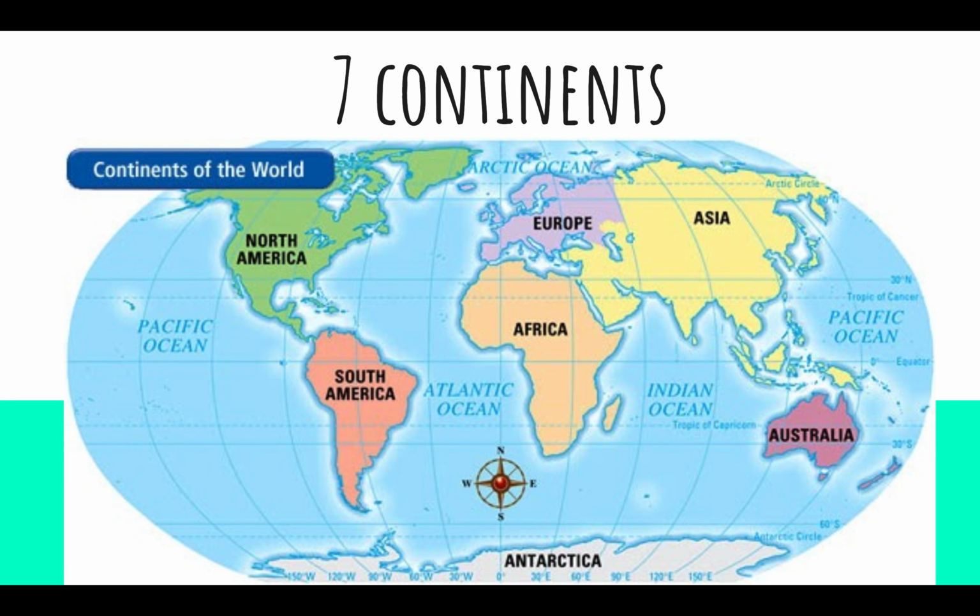We've got North America, South America, Europe, Asia, Africa, Australia, and of course Antarctica, right? So 7 continents. Make sure you're familiar with those, as well as the oceans. You don't have to write the oceans right now in your notes. I didn't include that, but the main continents, 7 of them.